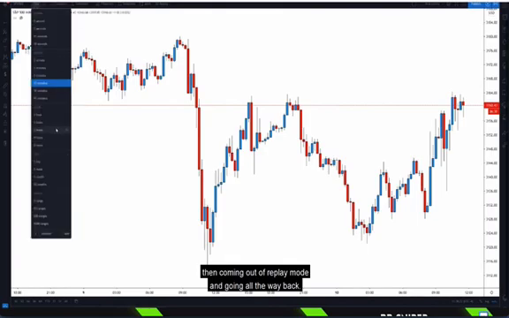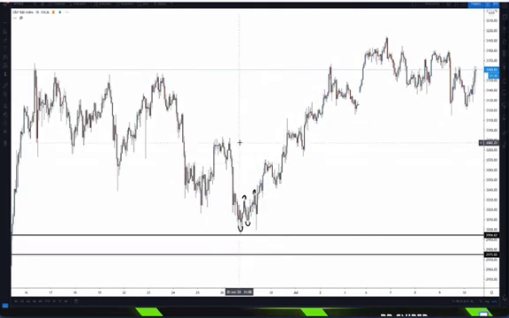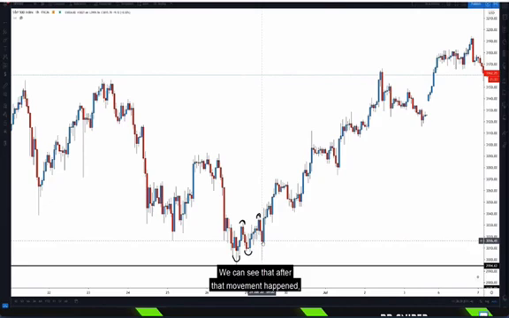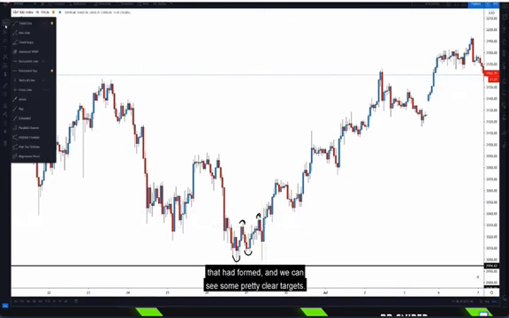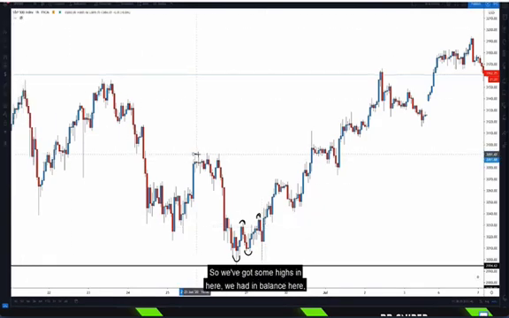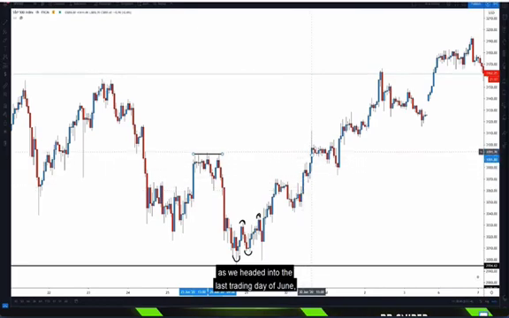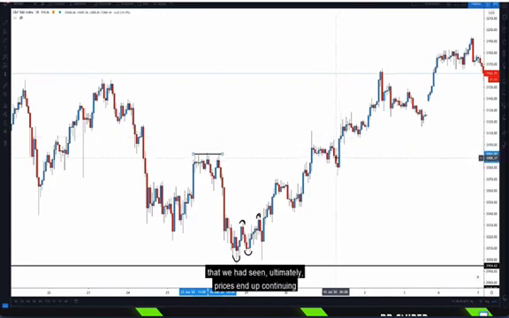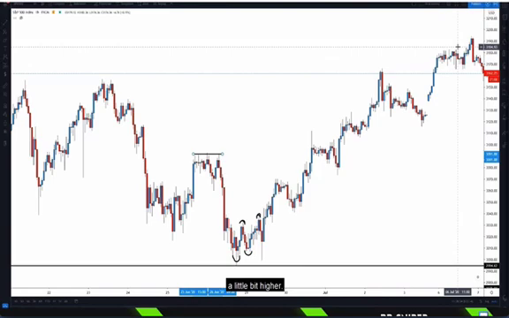Then coming out of replay mode and going all the way back, we can see that after that movement happened, the following hour, we had an engulfing candlestick that had formed. And we can see some pretty clear targets. We've got some highs in here, we had imbalance here, and the market slowly made its way towards that as we headed into the last trading day of June. And then heading into July with the bullishness that we had seen, ultimately price has ended up continuing a little bit higher.